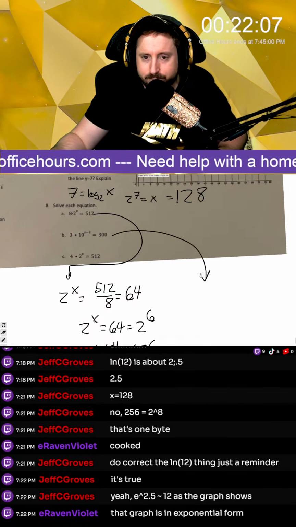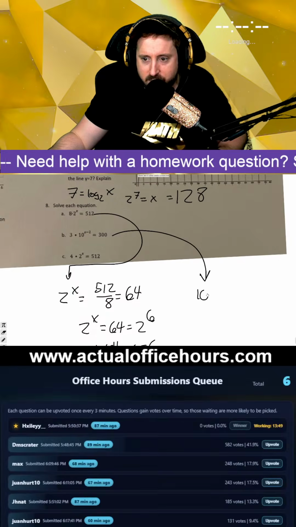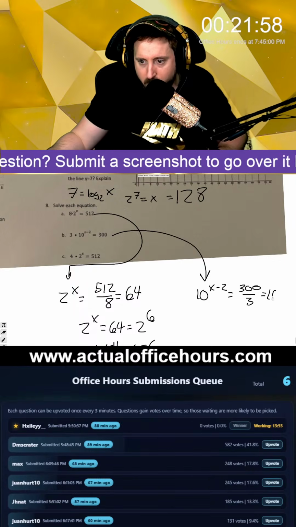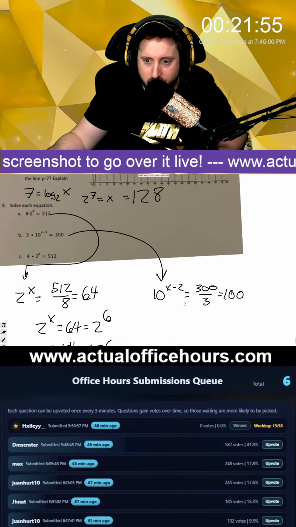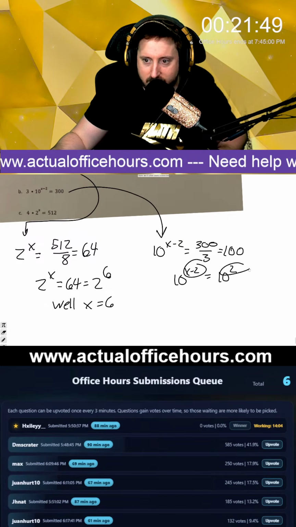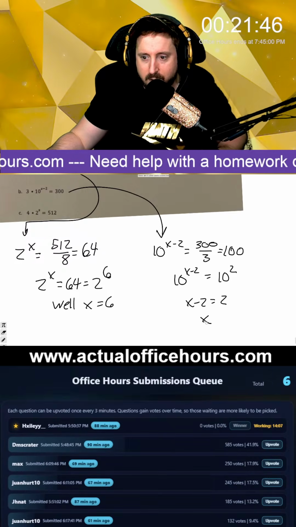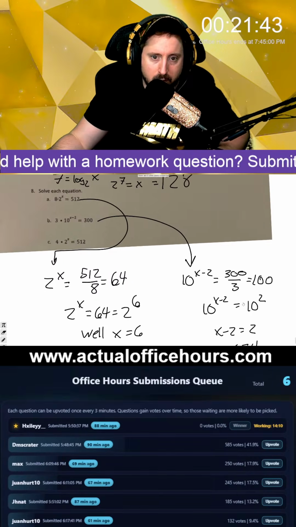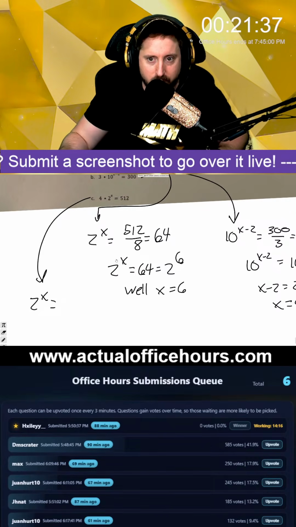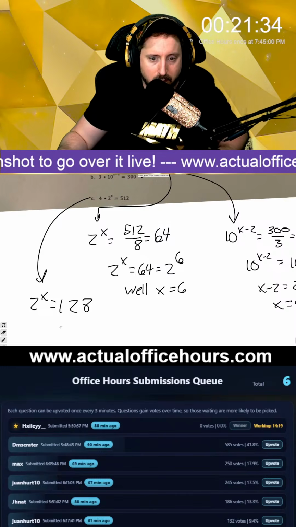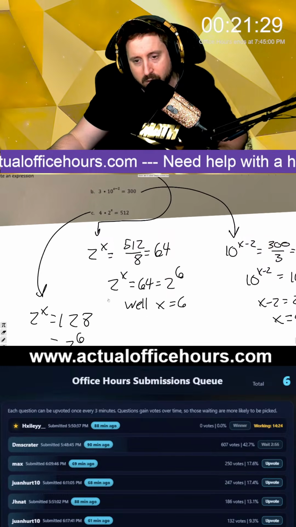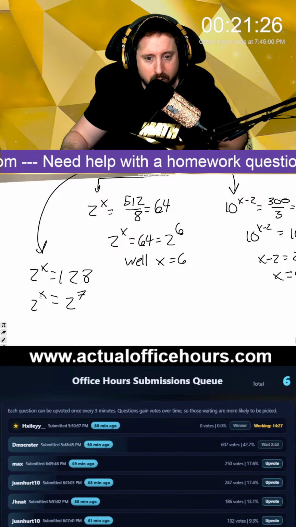Okay, then look at this one. So again, divide by 3. So you have 10 to the x minus 2 is equal to 300 over 3, which is equal to 100. Again, rewrite the 100. So 10 to the x minus 2 is equal to 10 to the 2. And then just equate the exponents. So x minus 2 equals 2, x equals 4. And then kind of the same thing with this one. 2 to the x is equal to 512 over 4, which is 128. 128 is the same thing as 2 to the 6th. Is that what we said? 2 to the 7th? No. So then x equals 7.